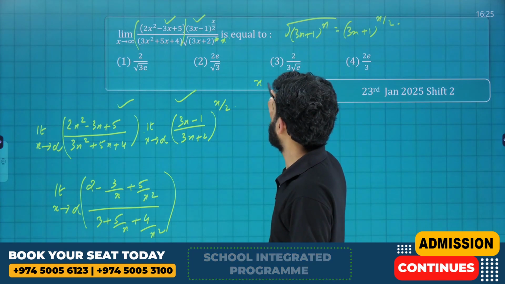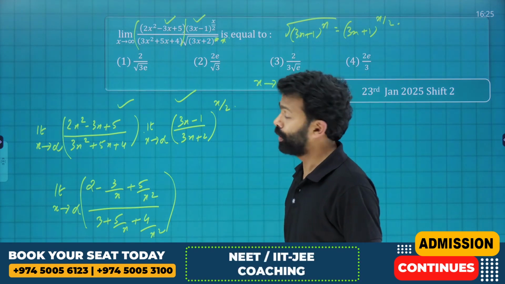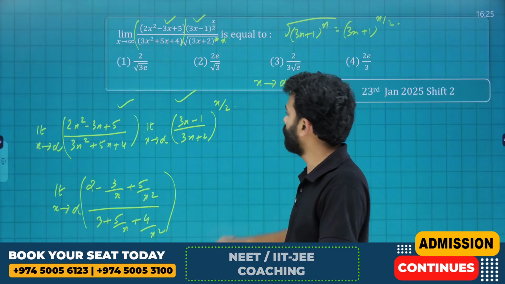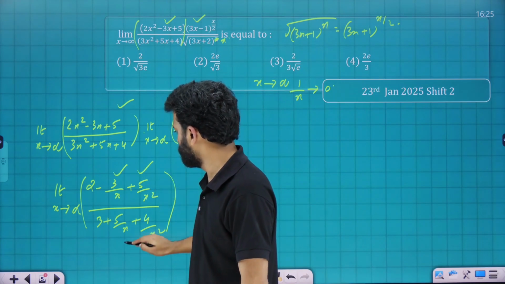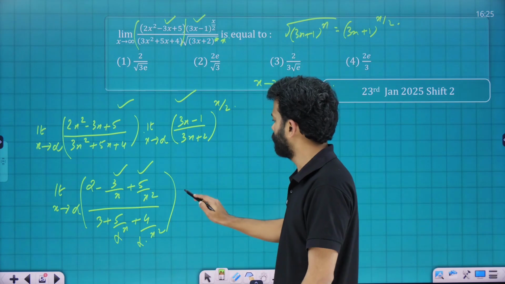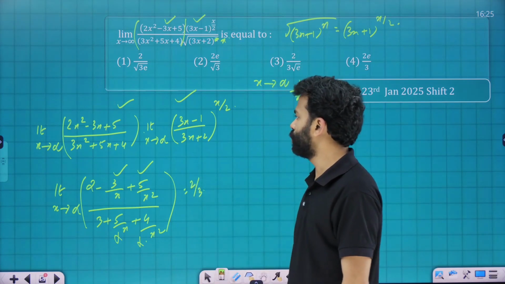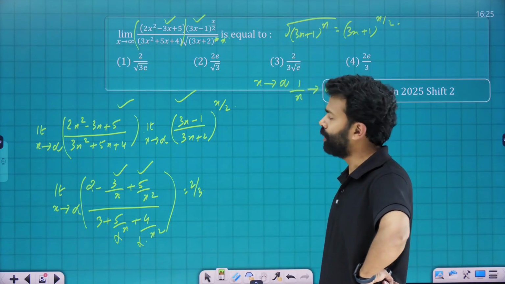Now, as x approaches infinity, what will be the final answer? If x is approaching positive infinity, then 1 by x will approach 0. Therefore this becomes 0, this also becomes 0, same for here and here as well. The net answer will be 2 by 3. So the answer for this one is 2 by 3.